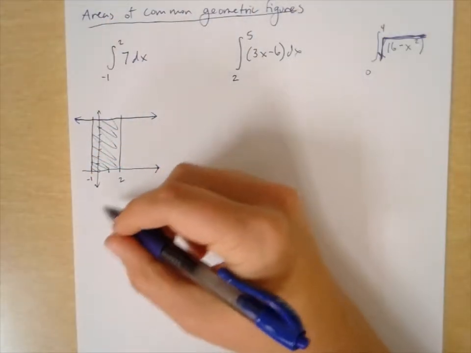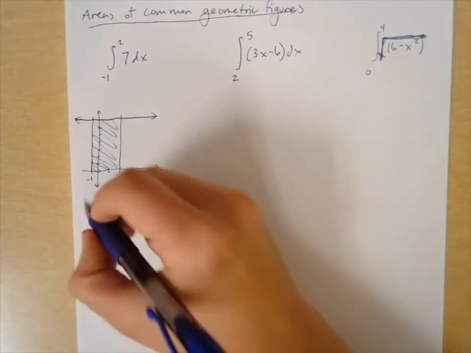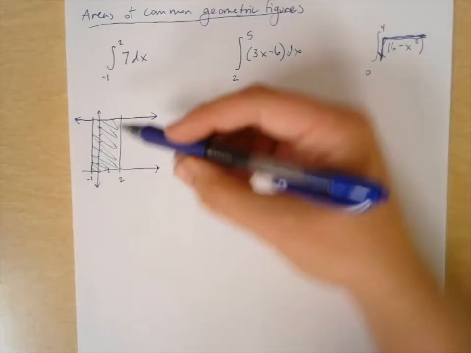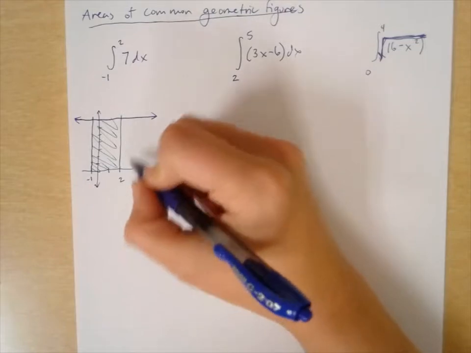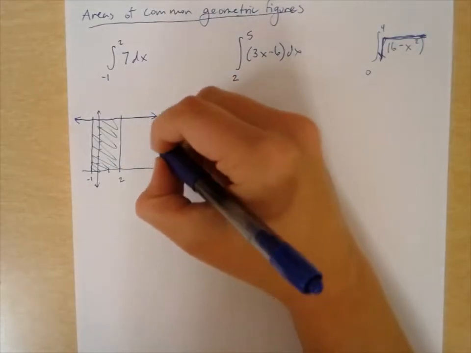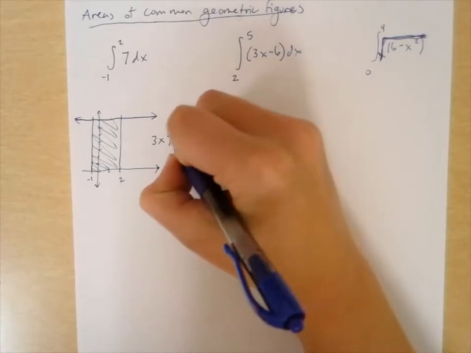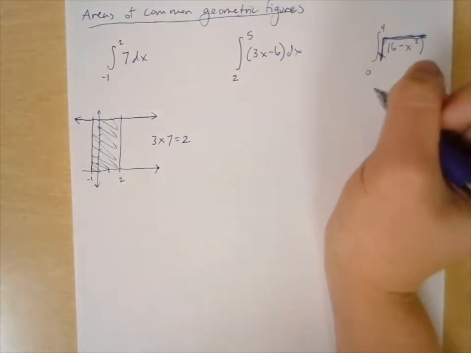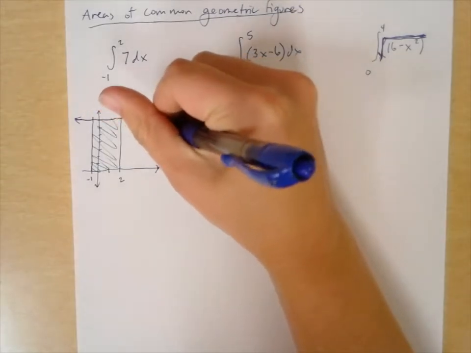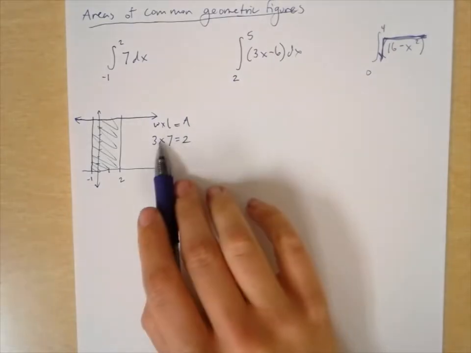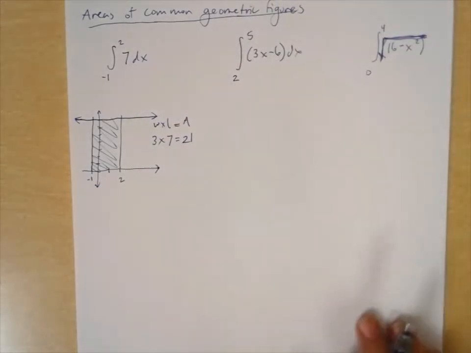And I can look at this rectangle and I can tell that its width is 3. To go from negative 1 to 2, that's 3. And to go from 0 to 7, that's 7. So it has a width of 3 and a length of 7. To find the area of a rectangle, I multiply the width times the length. Area equals width times length. And so 3 times 7 equals 21, and that's the area there.